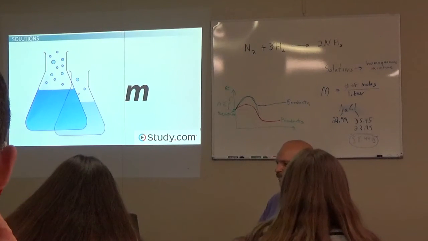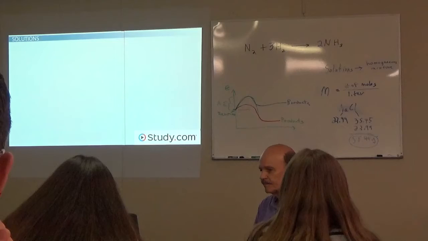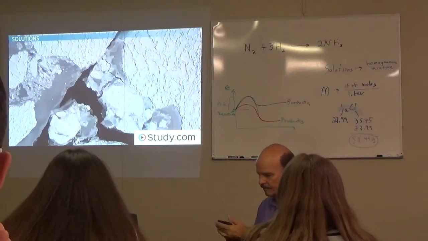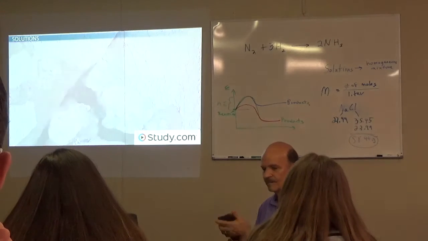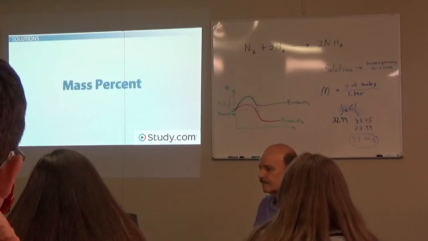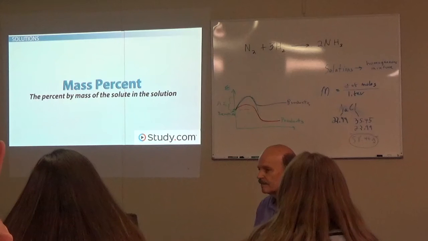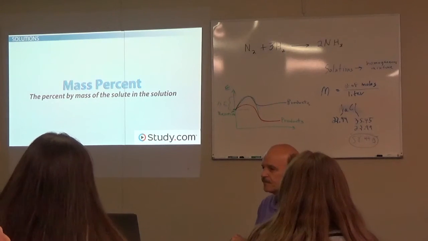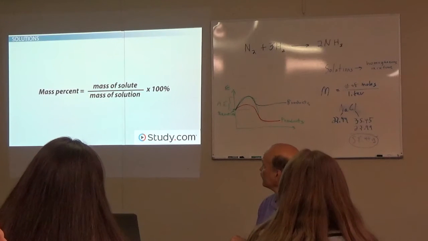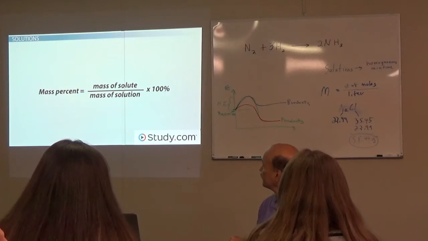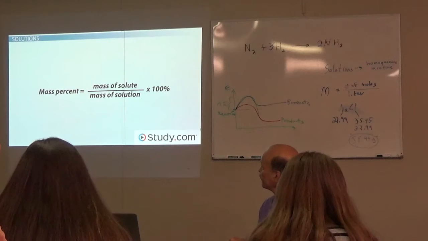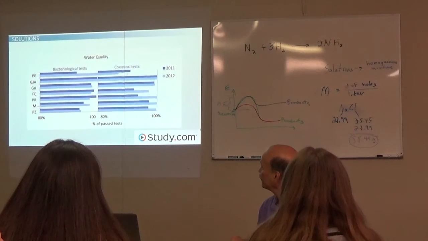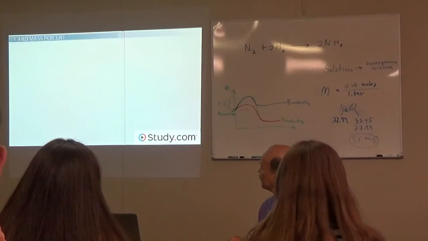Molality, with a lowercase m, is useful when performing calculations involving the boiling or freezing points of solutions. Lastly, solution concentration can be described by mass percent, which is the percent by mass of the solute. Mass percent can be calculated by dividing the mass of the solute by the mass of the solution and multiplying the result by 100%. Mass percent is often used in analysis of solutions, like water quality reports.